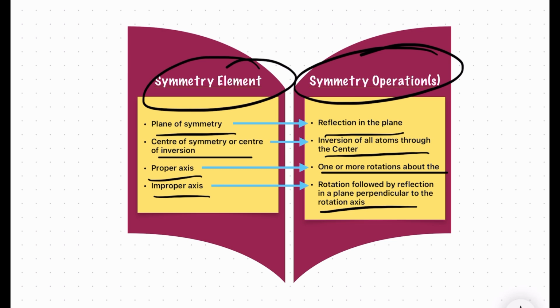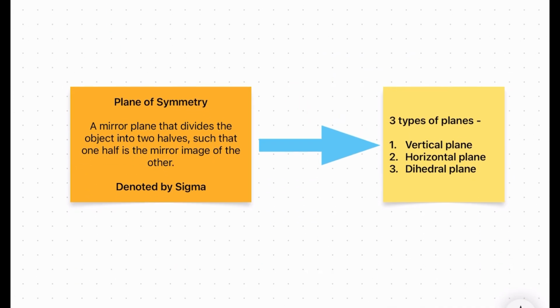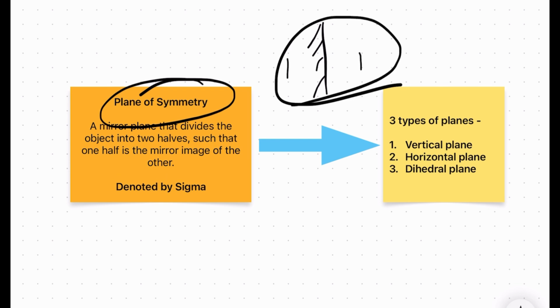So here I have written rotation followed by reflection. It can also be reflection followed by rotation. Vice versa is applicable. Moving on, plane of symmetry. A mirror plane that divides the object into two equal halves such that one half is the mirror image of the other. So you can understand from this definition that if a mirror plane divides an object such that one half is the mirror image of the other, then the object or the molecule is said to have a plane of symmetry. It is denoted by sigma.